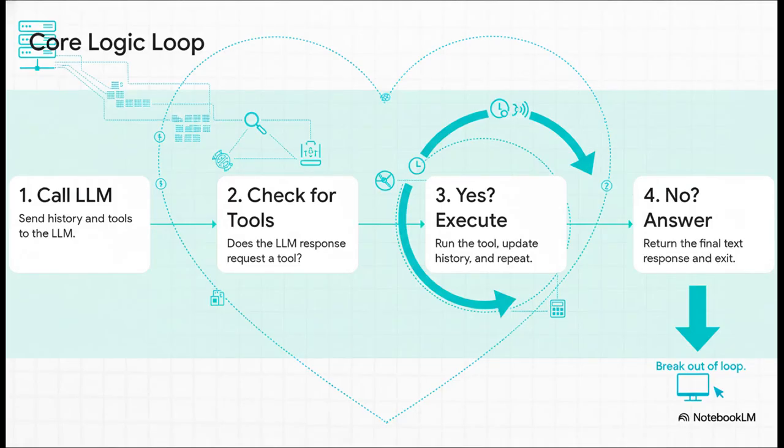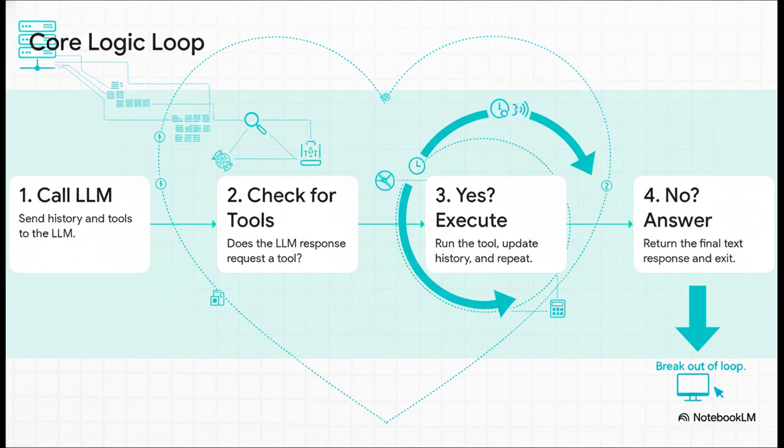The heart and soul of our agent is a loop. It's a continuous cycle. Step 1, we send the whole conversation so far, plus our list of tools, to the LLM. Step 2, we look at what it sends back, and we only care about one question: did it ask to use a tool? If the answer is yes, we run the tool, add the result to our conversation history, and immediately go right back to step 1, sending the newly updated history.